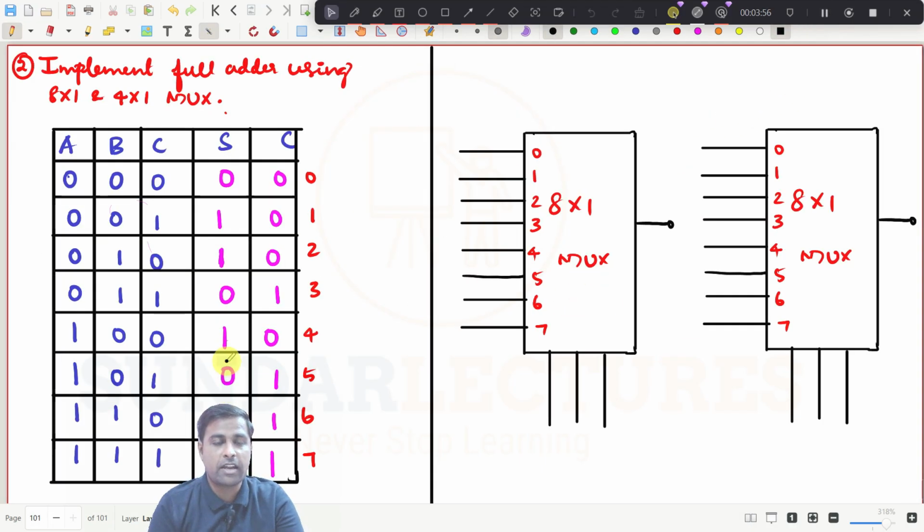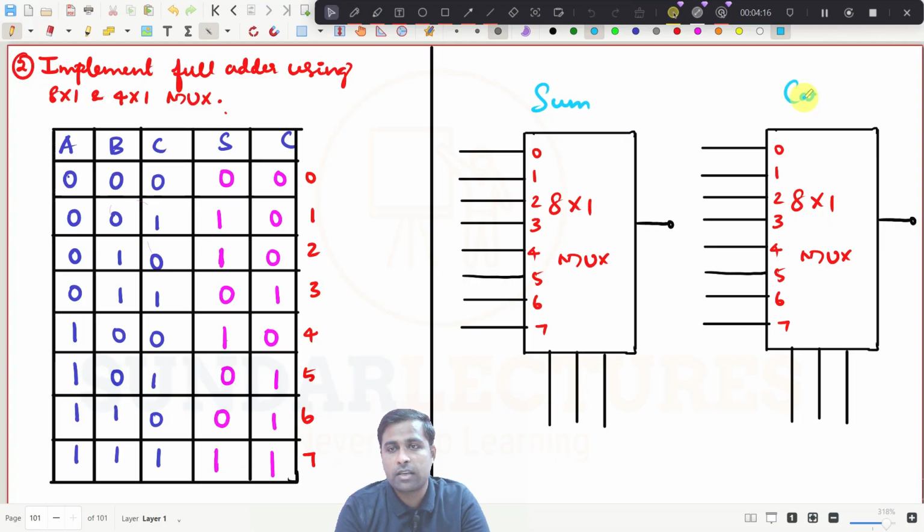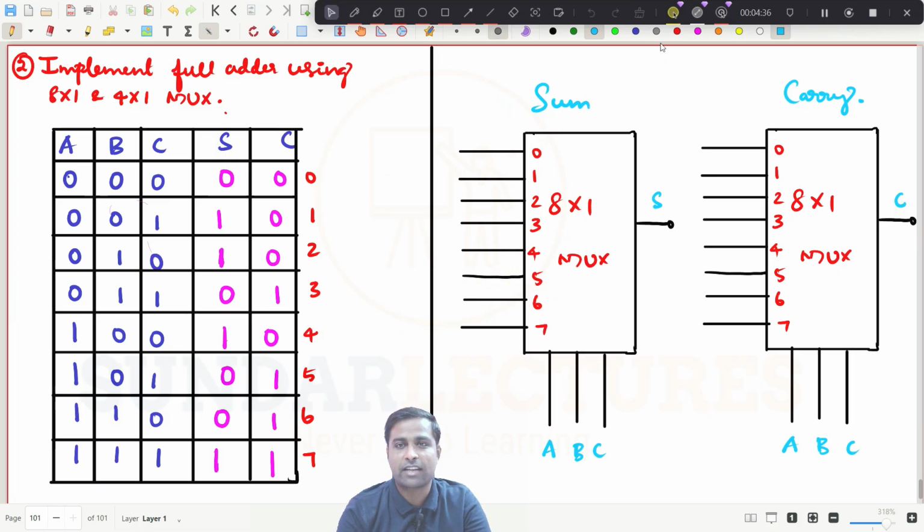Right now you see here, I have just taken this. The second problem is to implement a full adder using an 8 cross 1 and a 4 cross 1 mux. What you will do is take this truth table, the truth table of the full adder. This one is for sum, and this one is for carry. You have to draw two separate muxes because you have two outputs. So you just take this as A, B, C. This is output sum, this is output carry. And what you need to give for these minterms, that is what I am going to do now.